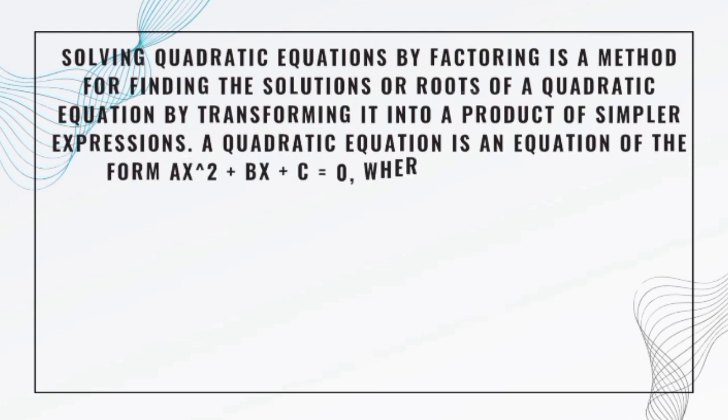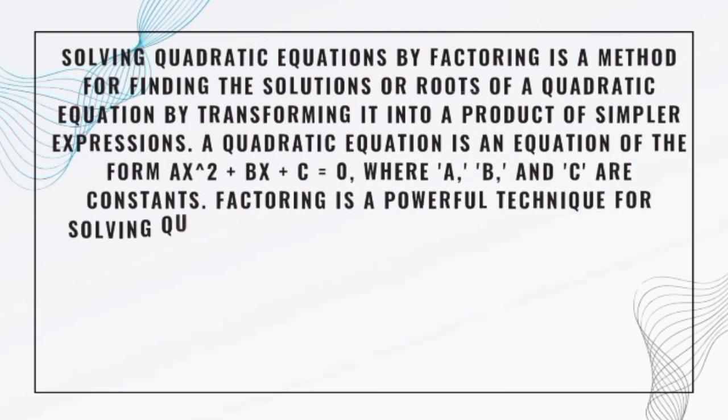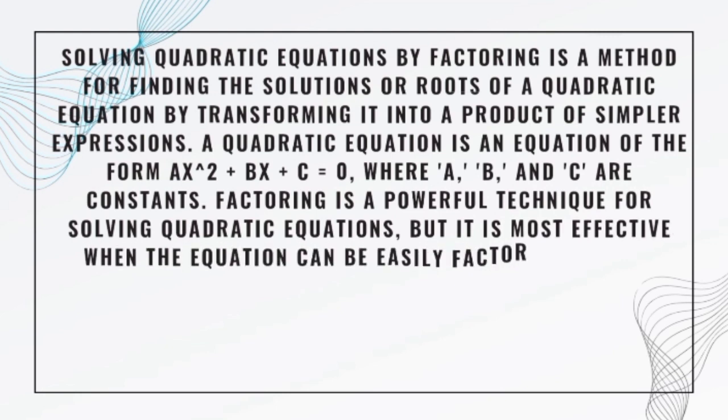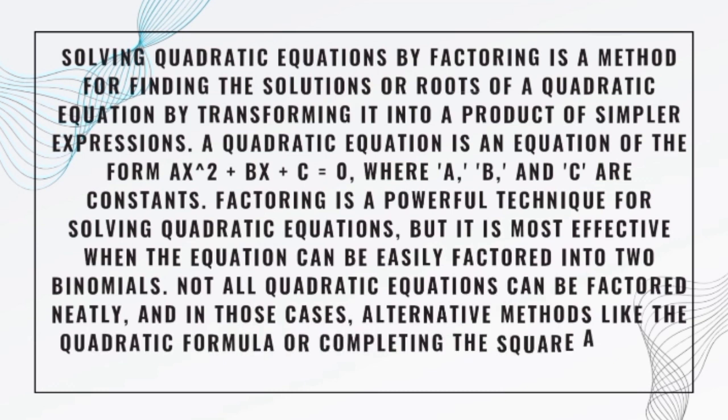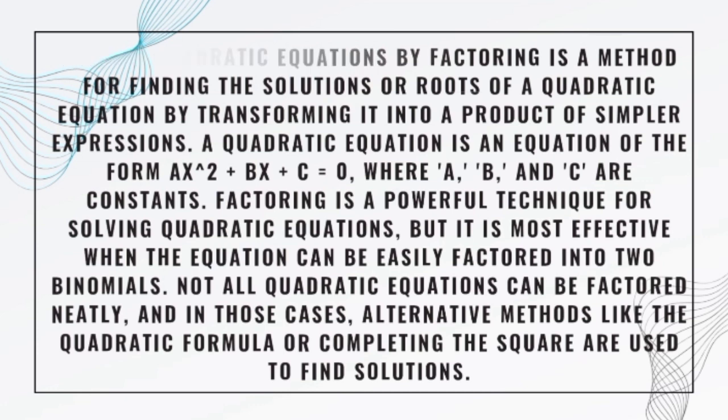a quadratic equation by transforming it into a product of simpler expressions. A quadratic equation is an equation of the form ax squared plus bx plus c equals 0, where a, b, and c are constants. Factoring is a powerful technique for solving quadratic equations, but it is most effective when the equation can be easily factored into two binomials. Not all quadratic equations can be factored neatly, and in those cases, alternative methods like the quadratic formula or completing the square are used to find solutions.